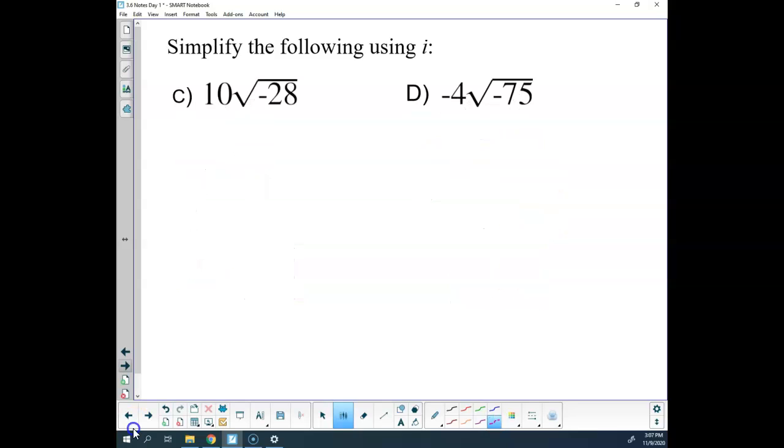I'll give you a second here to simplify these two. Pause the video, simplify them both, then restart the video, and I will have the answers worked out for you.